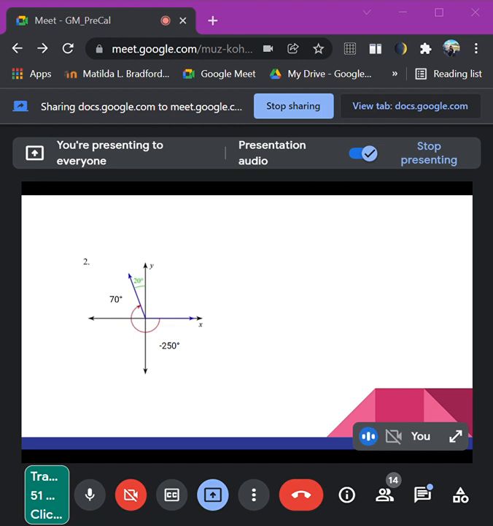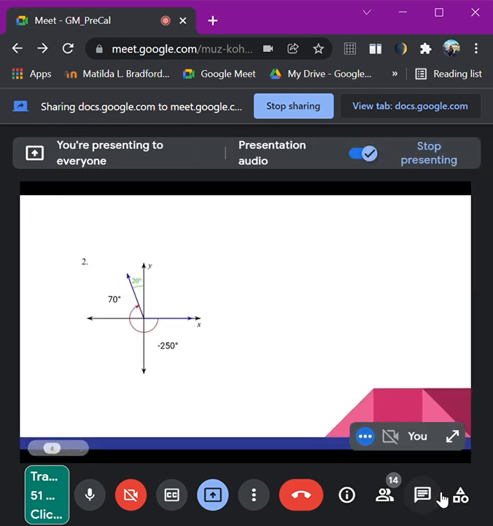Questions for example number 2. So sa atong makita diri, class, standard position ni siya. Nag-start gihapon siya sa positive x-axis. So ma-apply na to atong angle measure of angles in standard position. If all like questions, can I see thumbs up sa chat?